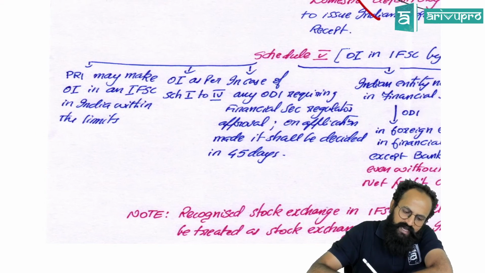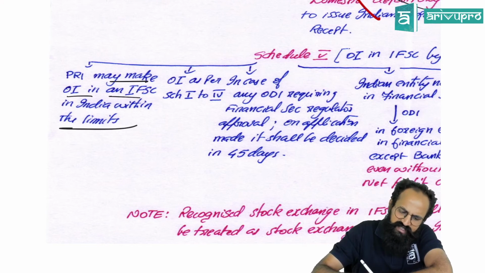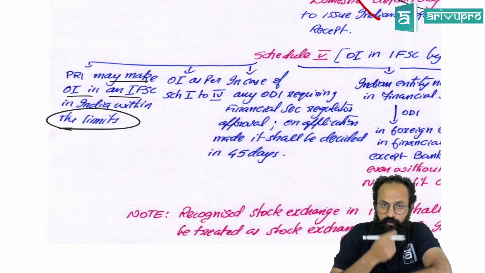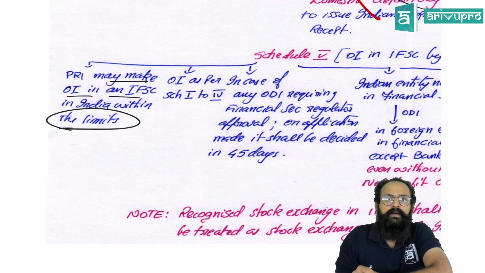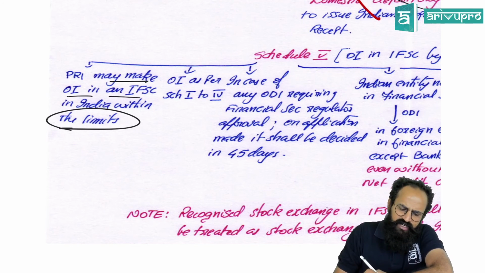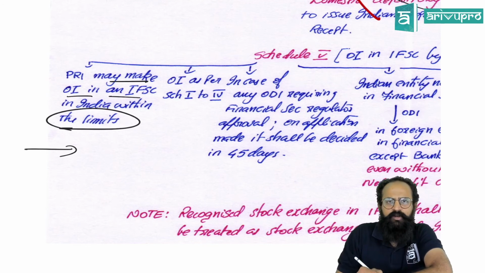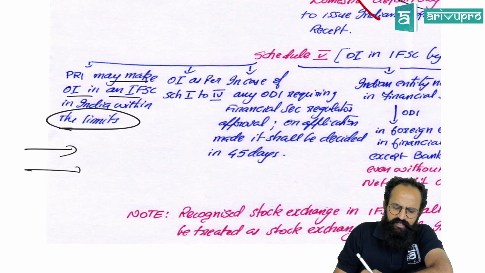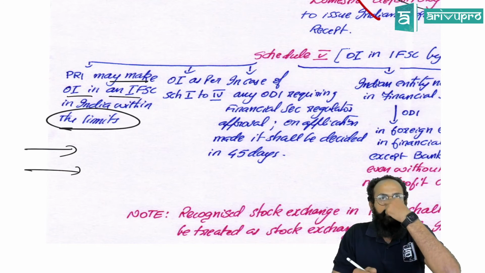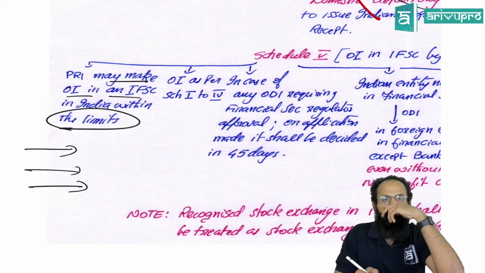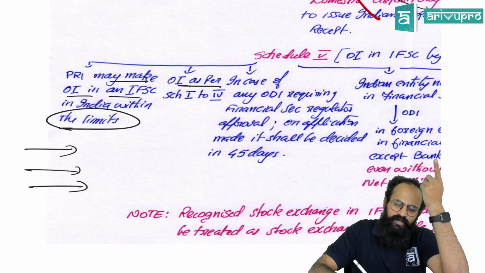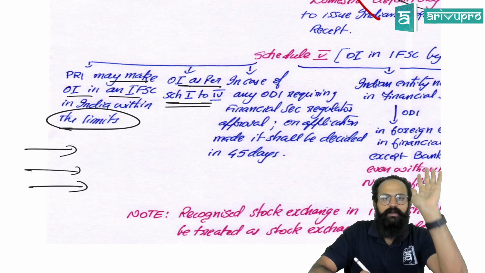So, see, a PRI may make overseas investment in IFSC in India within the limits, meaning $1 billion, 400%, everything is allowed. Sir, now how much, who, where is it all given? People, if it is an entity, you will come under Schedule 1. If you are an individual, you will come under Schedule 3. If you are a trust, you will come under Schedule 4. So, for ODI as per Schedules 1 to 4, the same rules will apply.